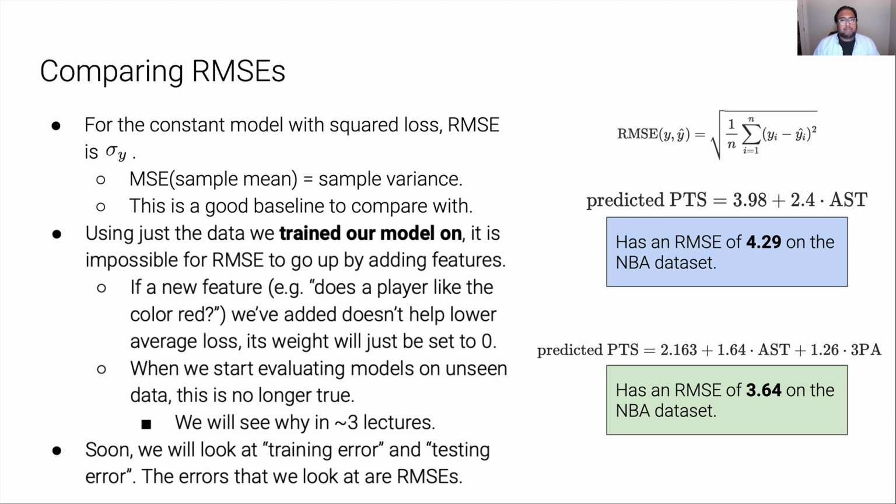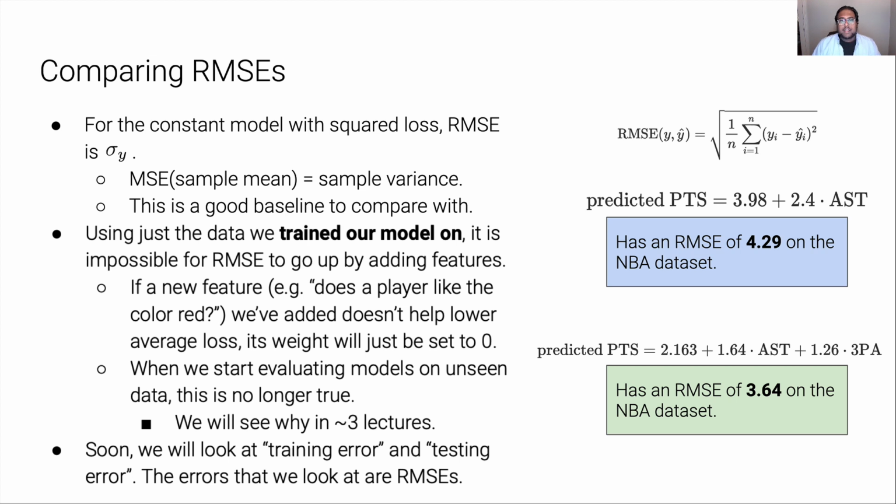One nice benchmark or baseline to look at for the root mean squared error is to compare our model to the constant model. Now, you may remember when we chose our loss function to be squared loss, the optimal model parameter for the constant model was the mean of our observations, and the mean squared error when we used the optimal model, so the mean squared error when we used the mean, was the variance of our observations. That means the root mean squared error of the optimal constant model was the standard deviation of our observations.